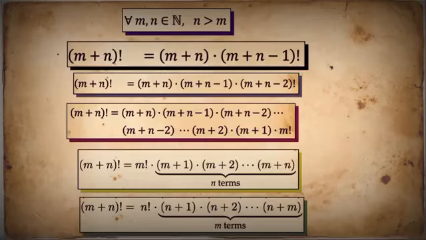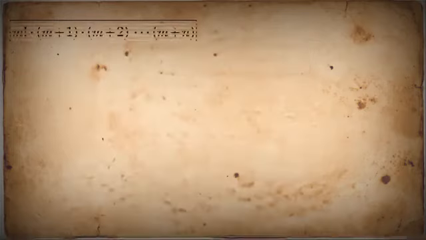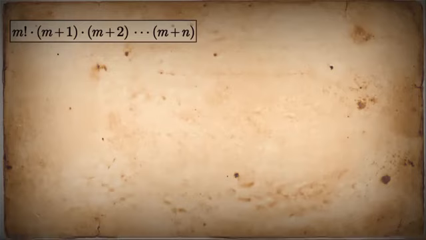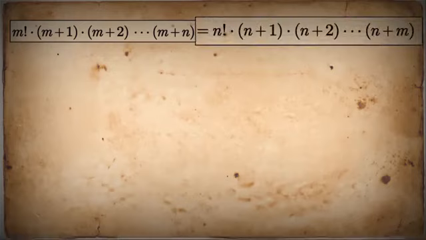Since both expressions equal the factorial of m plus n, they equal each other. The factorial of m times the product from m plus 1 to m plus n equals the factorial of n times the product from n plus 1 to n plus m. The factorial of m plus n has been cancelled from both sides, leaving a pure identity between products.